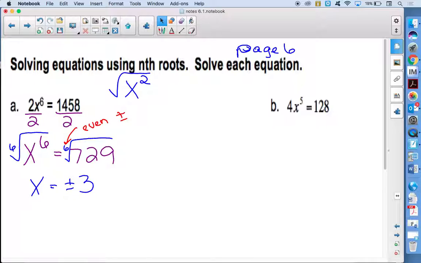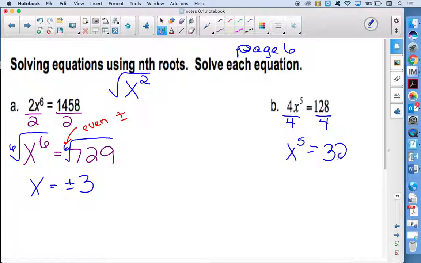So if we divide by 4, 128 divided by 4 is 32. And this time we're taking the 5th root, and the 5th root of 32 is 2. Do we need a plus or minus for this one? No, because 5 is odd. So because our nth root is an odd value, whatever the number is underneath should be the same sign as your answer. So we have a positive number underneath, my answer should be positive as well.